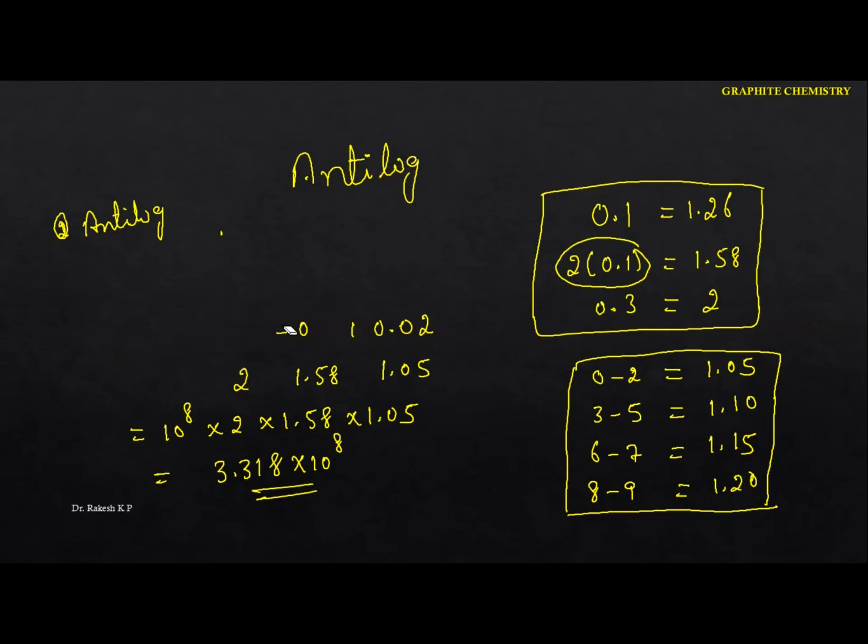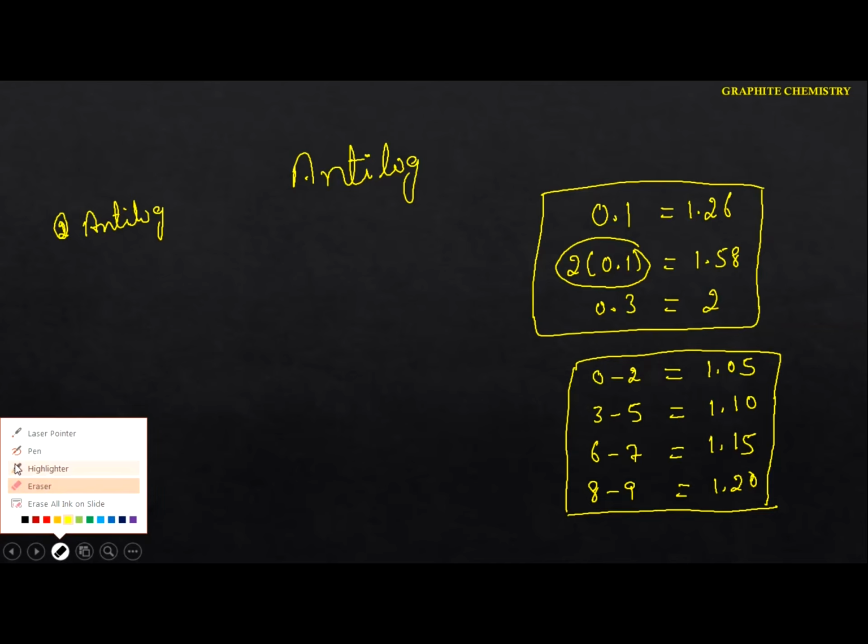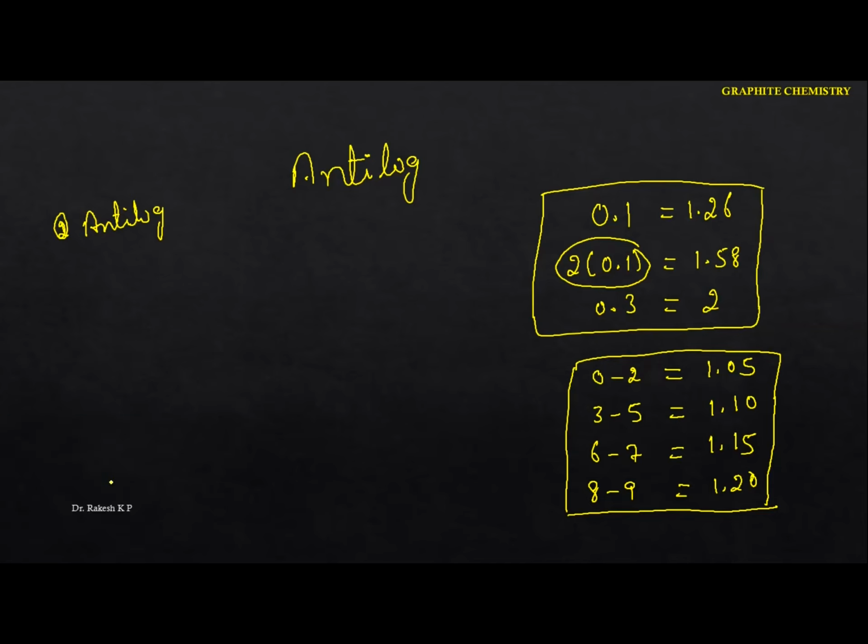So now I'm going to take the value minus 3.84. What is the antilog value of minus 3.84? So how do we calculate if you have the negative value? I'm going to solve the third example here, that is minus 3.84.